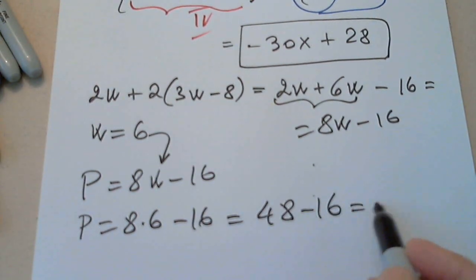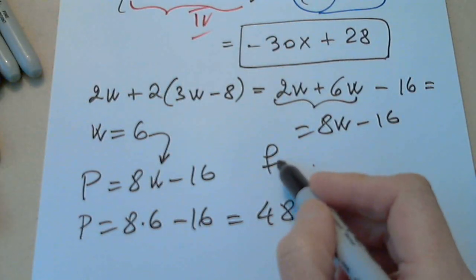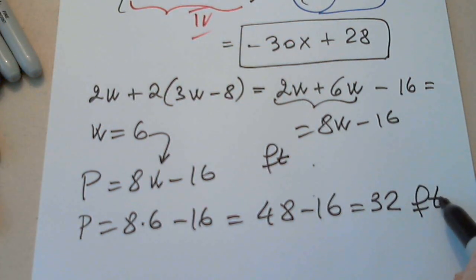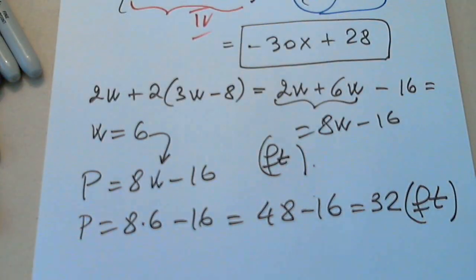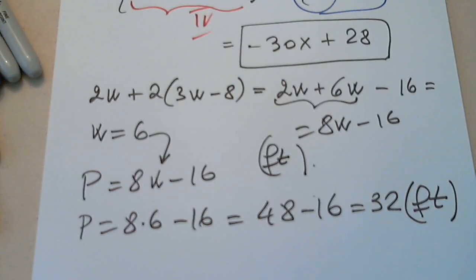48 minus 16 is 32. If this is in feet, the perimeter will be in feet. If the perimeter is in inches, then it will be inches. If it's centimeters, it will be centimeters. Any questions on this before we move on to 1.5? Okay. Continuing then.